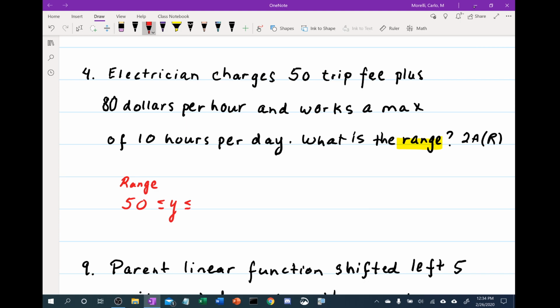Now we got to figure out the maximum amount of money he can make today. Well, let's read the prompt. He charges $80 per hour. Wow, that's big money. And he's only going to work a maximum of 10 hours per day. So on a per hour basis, if he works 10 hours, how much does he make all day? $800. There you go. So you add the trip fee to the amount of money that he made while working all day. So $850 would be the range.